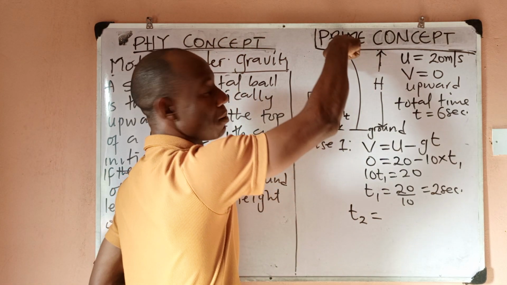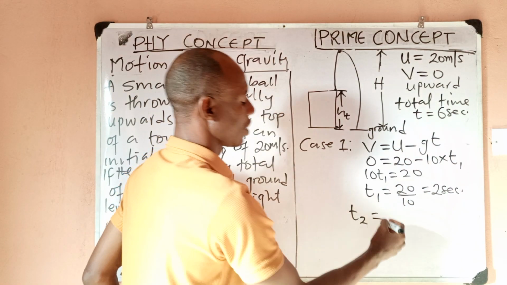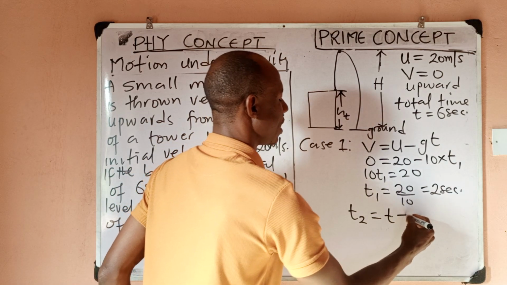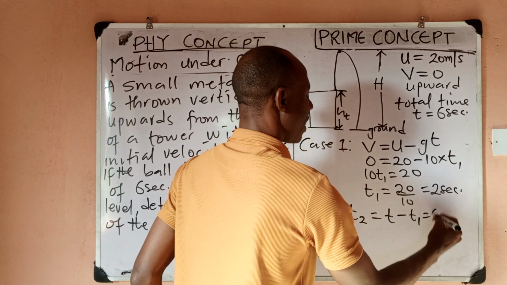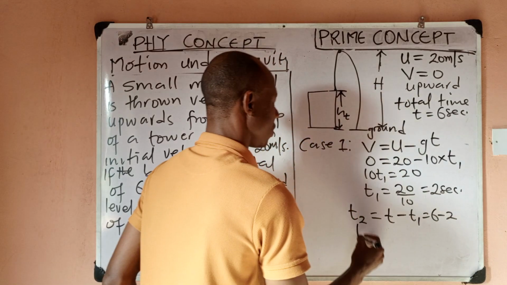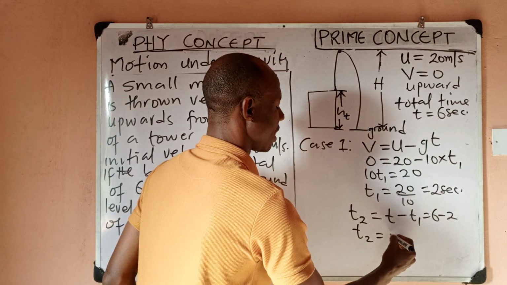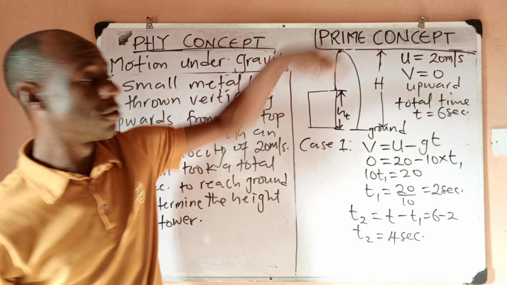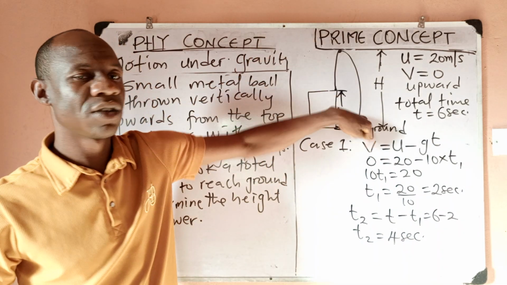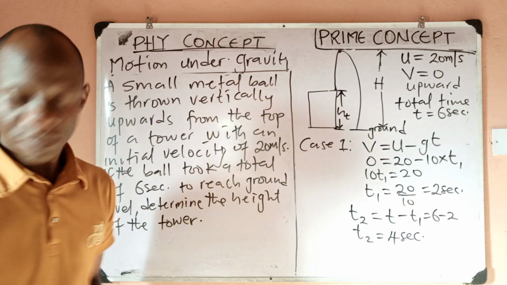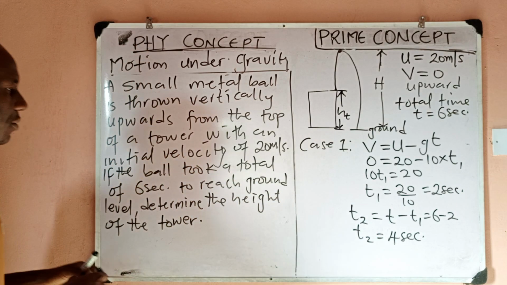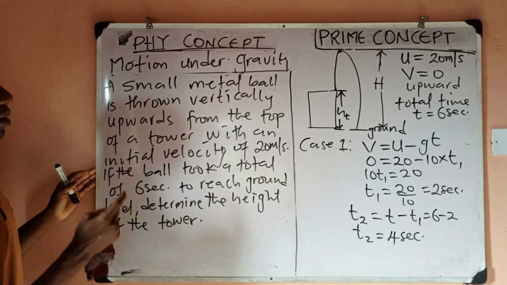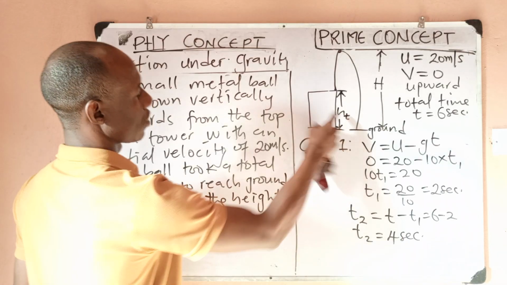t2 is the time from the maximum height to the ground, which is going to be the total time t minus t1. So I have 6 minus 2. So t2 is going to be what now? 4 seconds. The time to move from the maximum height to the ground is 4 seconds. So with these two times, we can find out what we need. Remember, we want to find the height of the tower, ht.